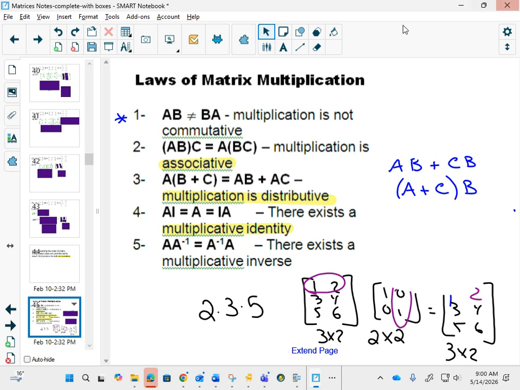So these are our laws, and we're going to be using them. But stop this video here.